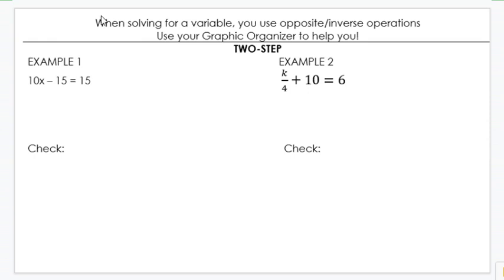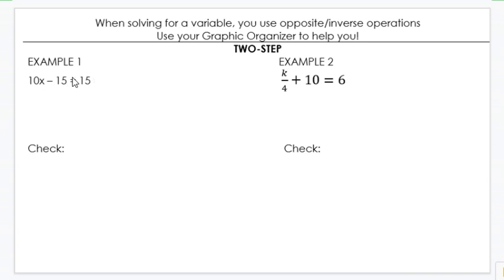Variable, use the opposite or inverse operation, and use your graphic organizer, that's your foldable, to help you. So here's two examples that we're going to walk through first. Starting with example 1, write on your paper 10x minus 15 equals 15.